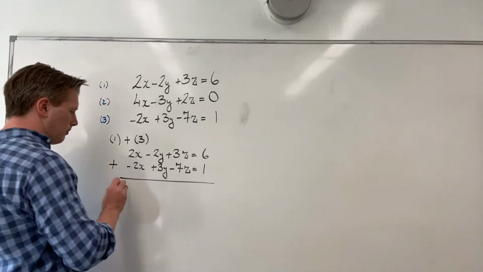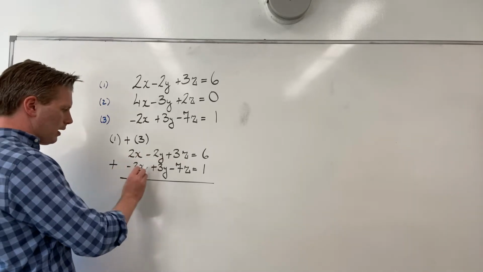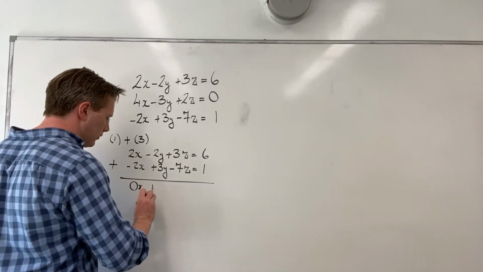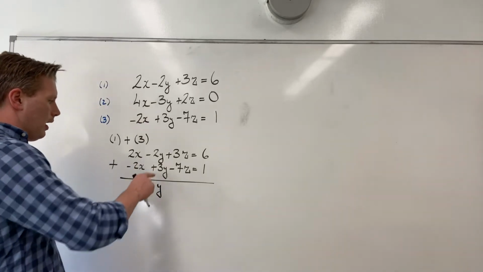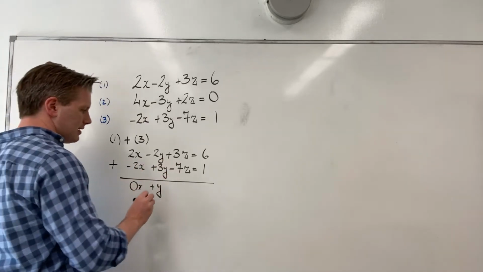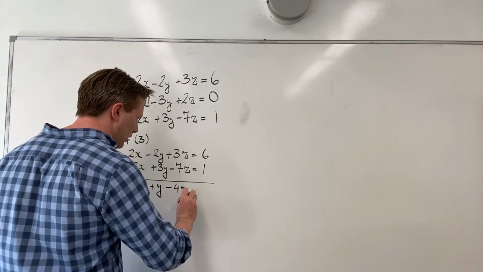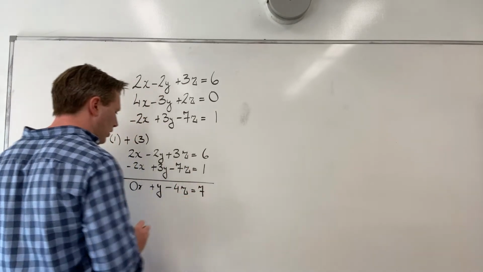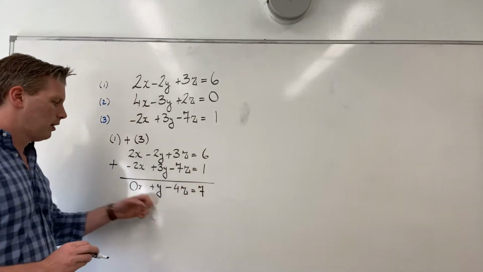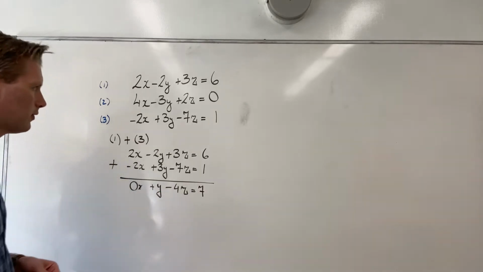2x plus minus 2x is 0x. Negative 2y plus 3y is plus y. And 3z minus 7z is minus 4z is equal to 6 plus 1, that's 7. All right, so I now have one equation in 2 unknowns. So I've made some progress.